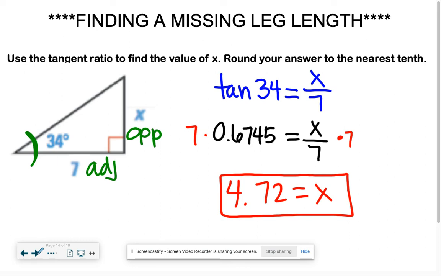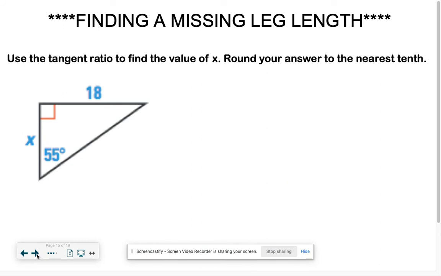Okay, the bottom two are similar, but they're just a teeny bit different. They start off the same way, though, okay? So again, we're going to start by marking our angle. What's our angle that we're given? 55. Label our side. So what's X with respect to 55? Adjacent. And 18 is? Opposite.